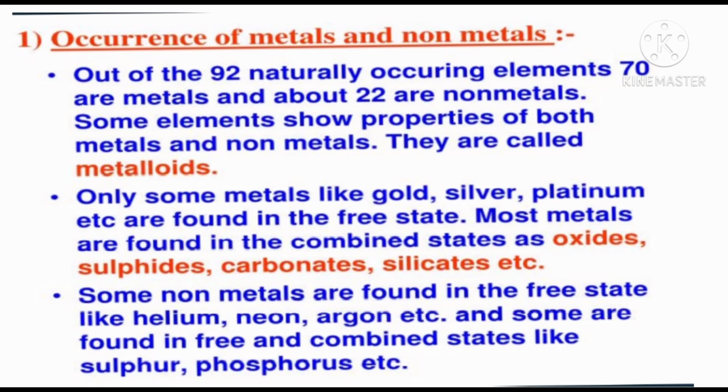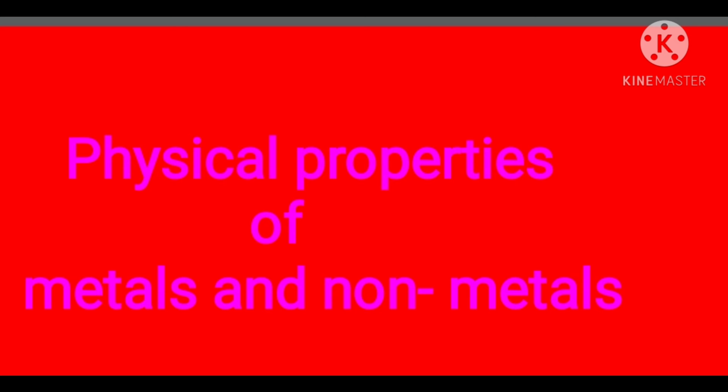Some non-metals are found in the free state like helium, neon, argon, etc. and some are found in free and combined state like sulfur, phosphorus, etc. So dear students, these are the occurrence of the metals and non-metals. Now let us begin with the physical properties of metals and non-metals. There are differences between metals and non-metals in their physical properties. Let us begin with number 1.